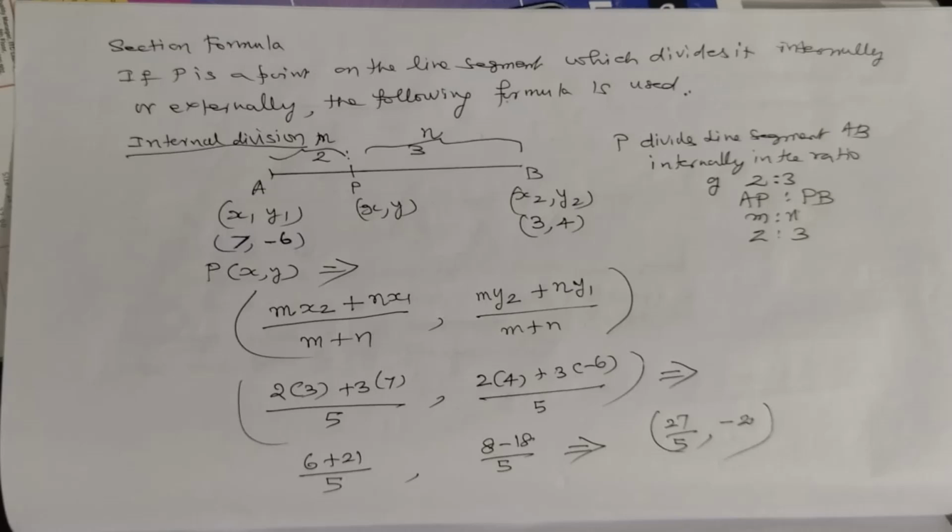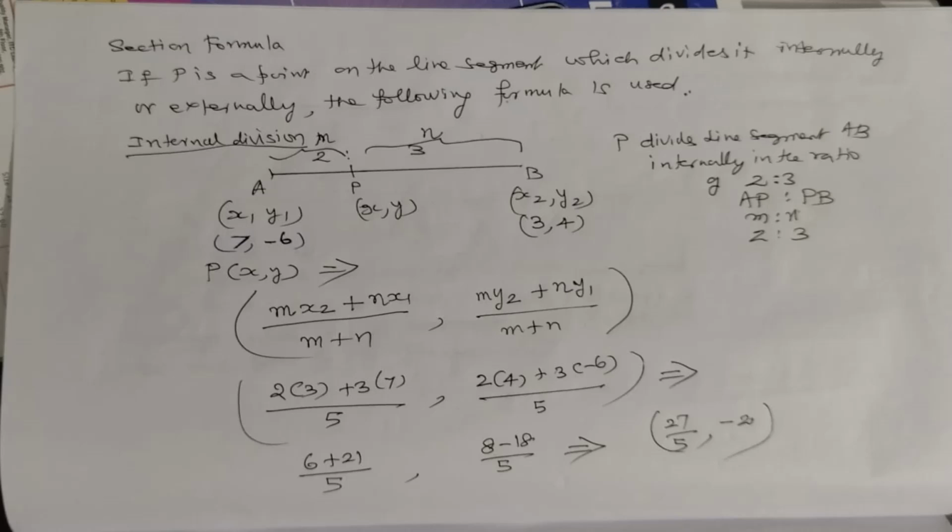The section formula is used to find the point when it divides a line segment AB in a given ratio. If P is a point on the line segment which divides it internally or externally, the section formula is used. The section formula is ((mx2 + nx1)/(m + n), (my2 + ny1)/(m + n)), where m is to n is the ratio in which the line segment is divided. It could be either internal division or external division.